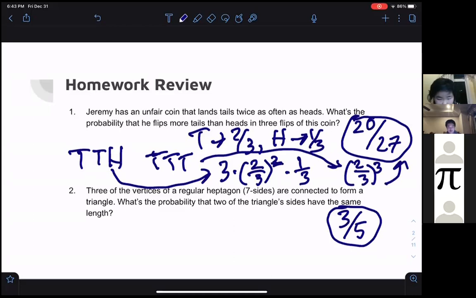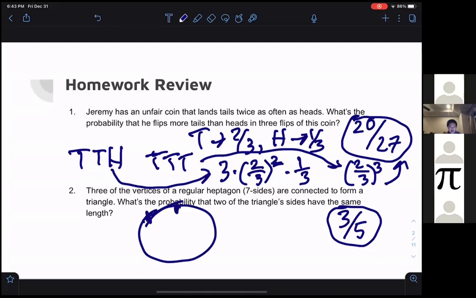Okay, 3 of the vertices of a regular heptagon, a 7-sided polygon, are connected to form a triangle. What's the probability that 2 of the triangle's sides have the same length? Okay, so let's see. First, it'll be useful to draw a relatively regular looking heptagon, like this. For these kinds of polygon problems, I find it useful because a lot of these diagonals, like this and this, you can intuitively tell are going to be equal because it's a regular polygon. So I would just label all the possible different chord lengths.